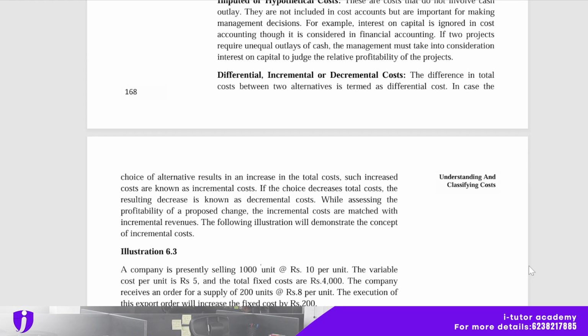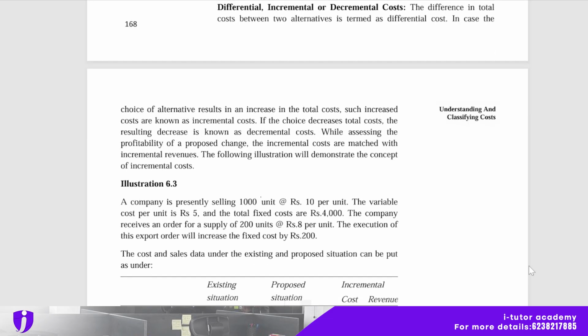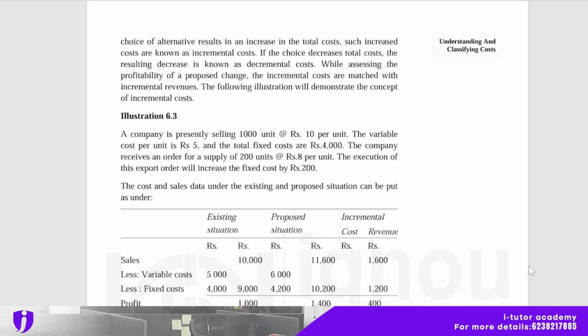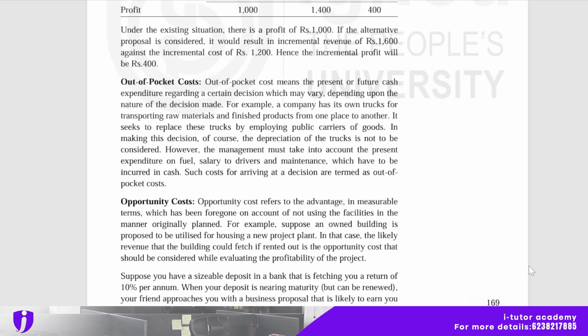Example also there. And differential, incremental or decremental cost: the difference in total cost between two alternatives is termed as differential cost. In case the choice of alternative results in an increase in total cost, such increased costs are known as incremental cost. If the choice decreases total cost, the resulting decrease is known as decremental cost. Based on the illustration also here in your material, you just go through it.